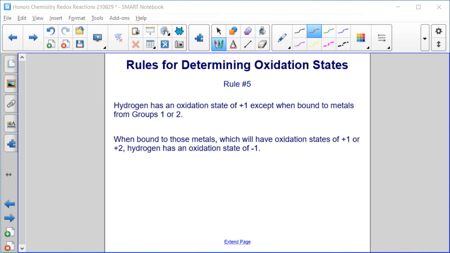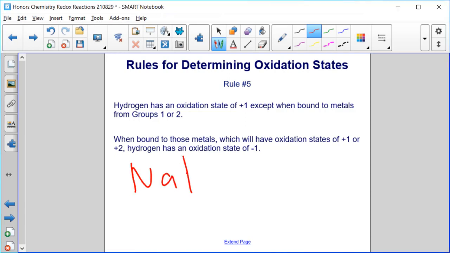Rule number 5 for determining oxidation states. Hydrogen has an oxidation state of +1, except when bound to metals from groups 1 or 2. When bound to those metals, hydrogen will have an oxidation state of -1. So here's an example of that.